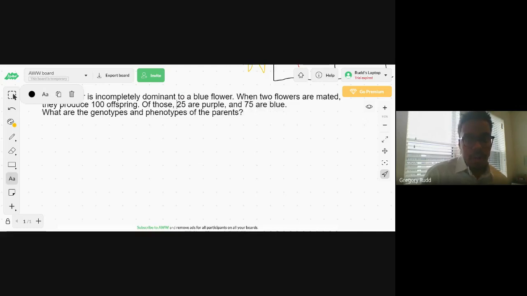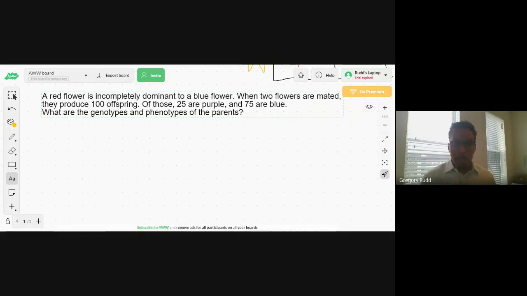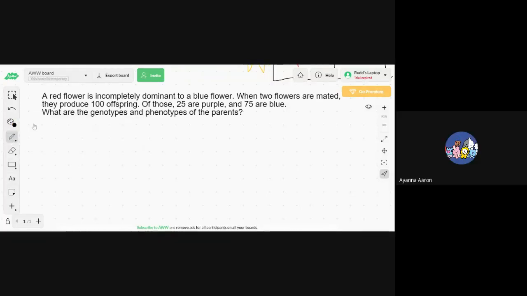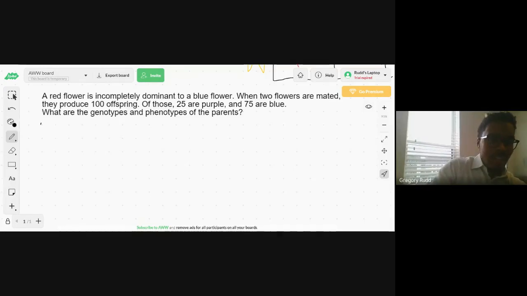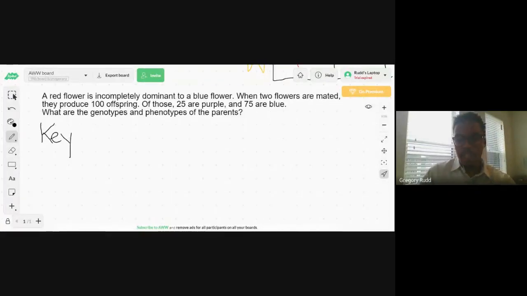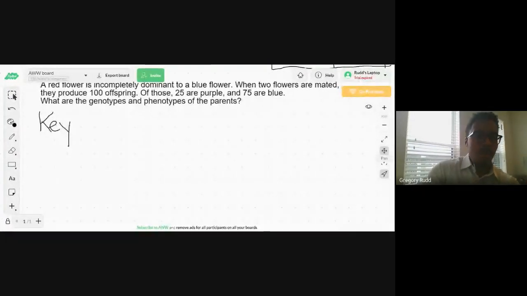Does anybody know where to start on this problem? Any ideas about where to start? Perhaps we've started in this same place the entire time. Yeah, we start with the key, right? Excellent, Ayana. Man, we've got some smart students in this class. You start with your key. Always start with your key. Don't leave the information in your brain for too long. Just go ahead and get it down on paper.